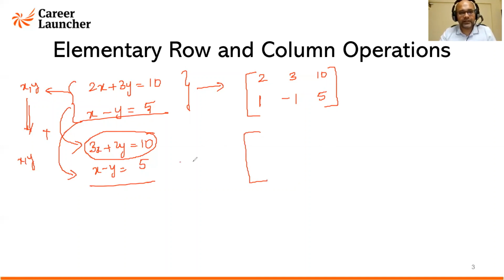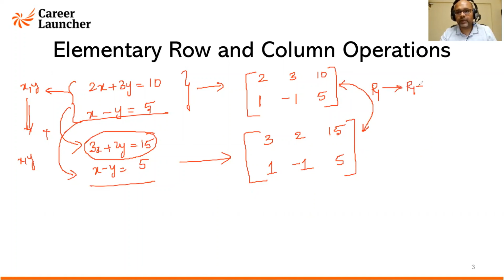In terms of matrix, this becomes 3, 2, and by the way, small correction, this is going to be 15, not 10. So 3, 2, 15, and 1, minus 1, and 5. So how do you get the second matrix from the first matrix? It is actually the operation R1 becomes R1 plus R2. When you do this, you get the second matrix, which means the first and the second give you the same answer when you're trying to solve simple equations.